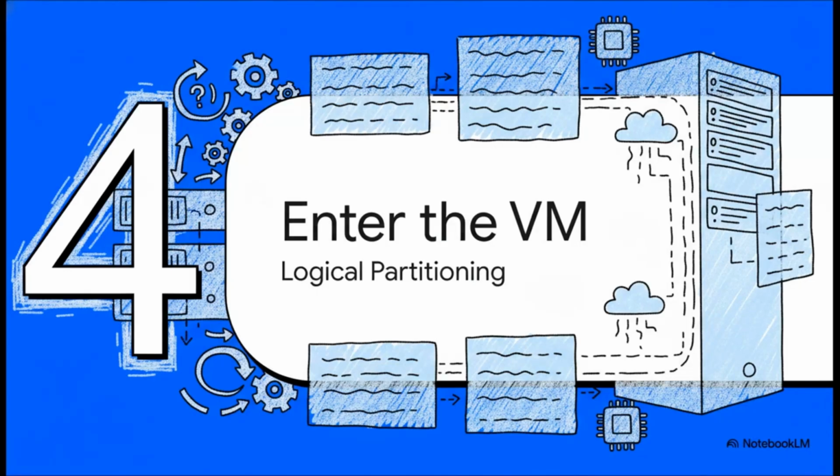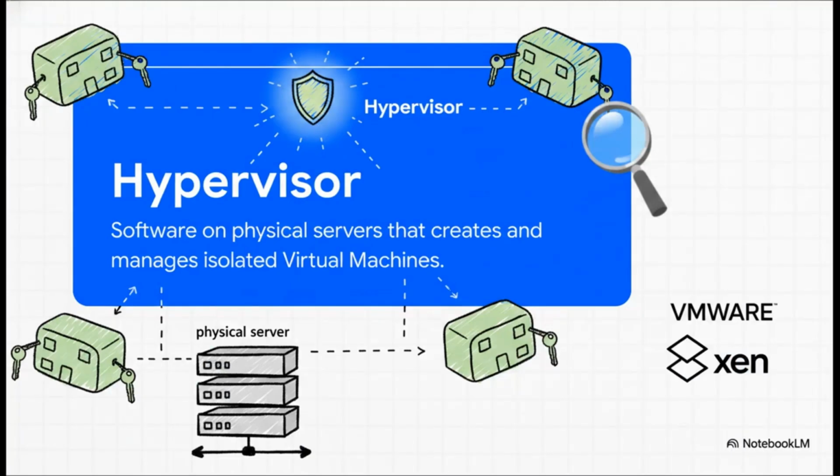So how do we fix it? That's Section 4. Enter the virtual machine, logical partitioning. To build our digital rental properties, we need a very special kind of software. It's called a hypervisor. A hypervisor is installed directly onto the bare metal physical server. Popular ones you might have heard of are VMware or Xen.